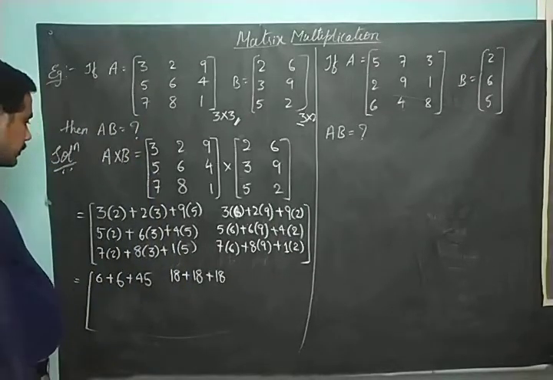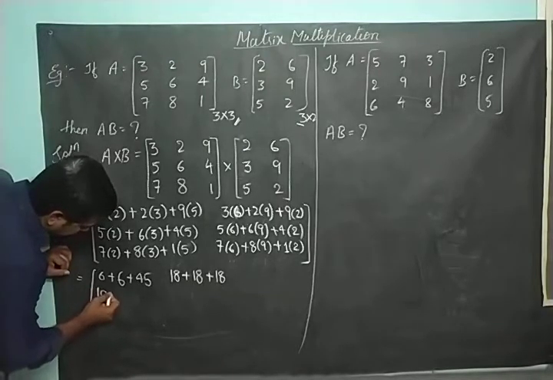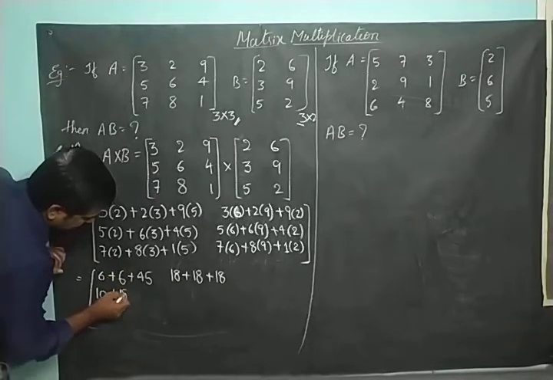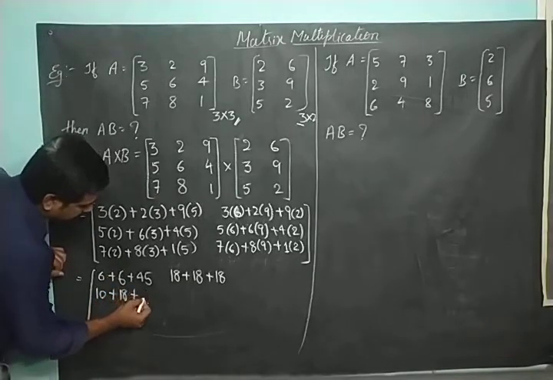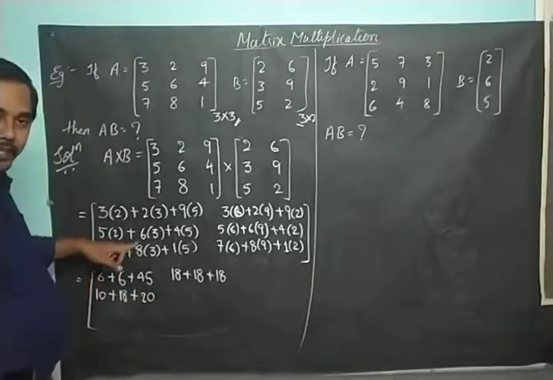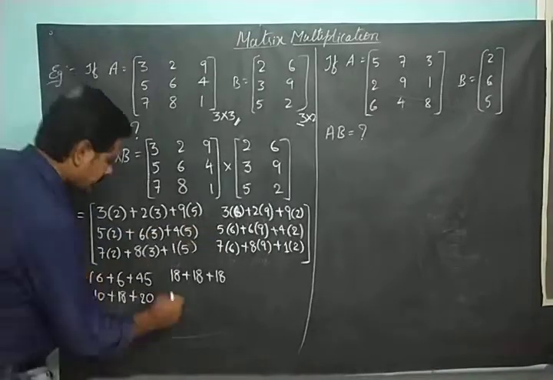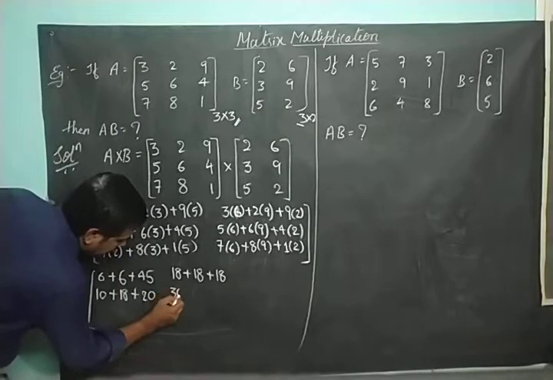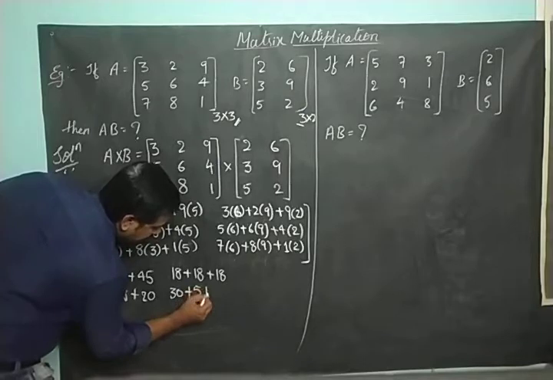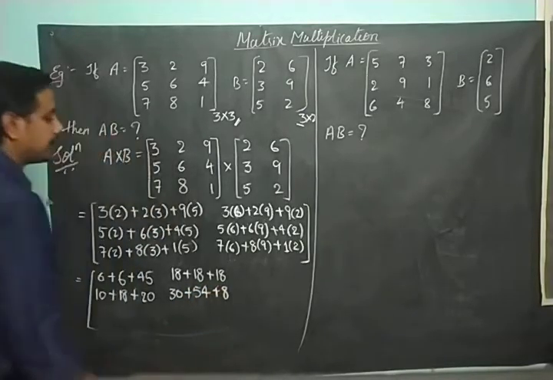Fine. What will be this one? 5 into 2 is 10, 6 into 3 is 18, 4 into 5 is 20. Then 5 into 6 will be 30, 6 into 9 is 54, then 4 into 2 is 8.